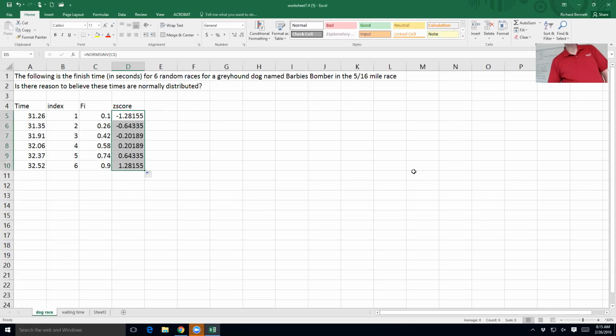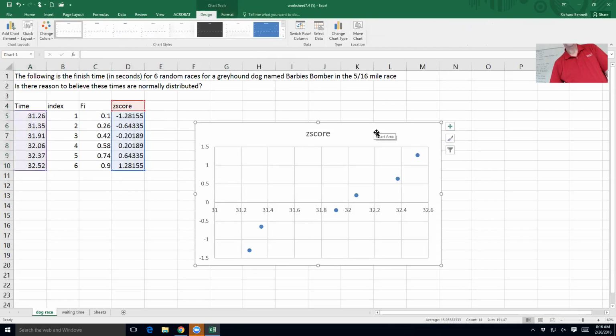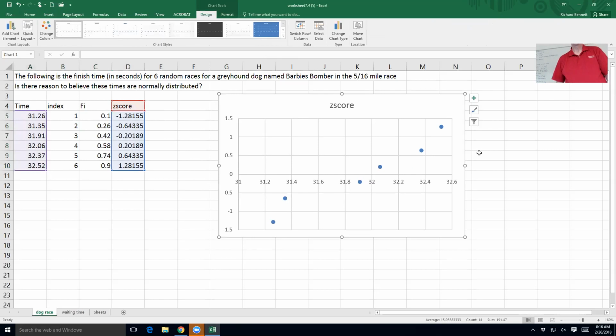All right, so we've computed our z-scores, we've done set 3. Now we're going to plot the observed and the expected. So this is going to be your observed. I'm going to hold the control key down and highlight my z-scores. I'm going to say insert, scatter plot, 2D. So what do you think? Does that look like a straight line to you?